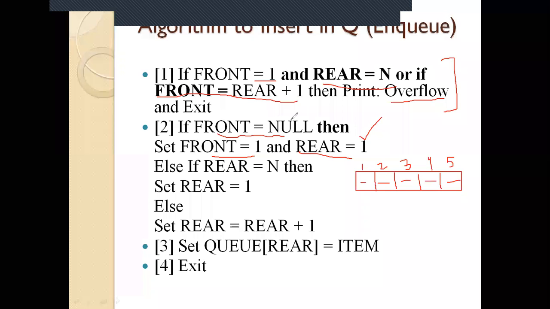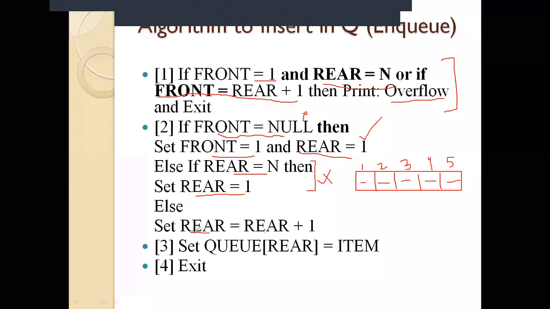Else, this is not the first element, but rear is n. So else if rear is n, then rear will become 1. But suppose this is also not the condition, then simply you have to increment the value of rear: rear will become rear plus 1. So out of these three cases, whenever you insert, you change the value of rear either by setting it to 1, or if rear is n setting it to 1, or simply incrementing it by 1.